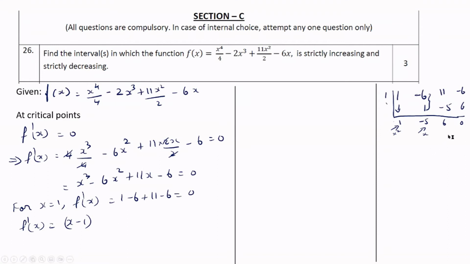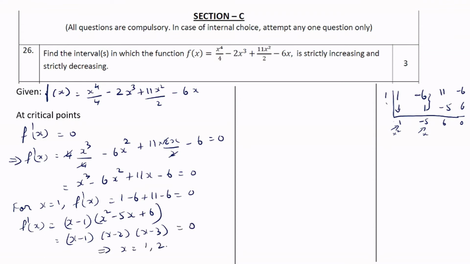And if it is 0 here, it means when we divide this expression by x minus 1, the remainder is 0. This is the remainder that we get here. So it is x minus 1 into x square minus 5x plus 6. Now we know how to factorize this. Here 6 is 2 into 3. So it is x minus 1 into x minus 2 into x minus 3 equal to 0, implies x is equal to 1, 2, 3.